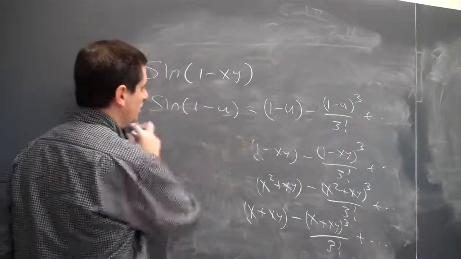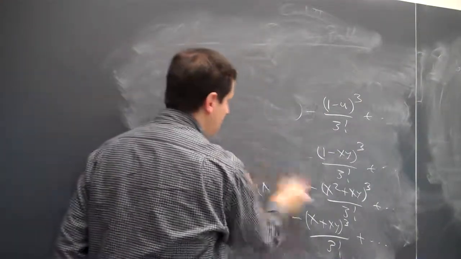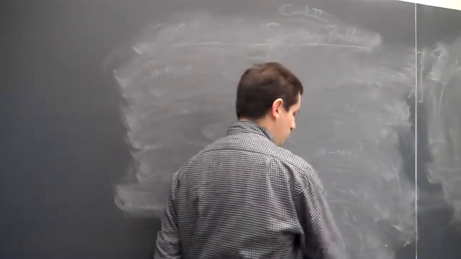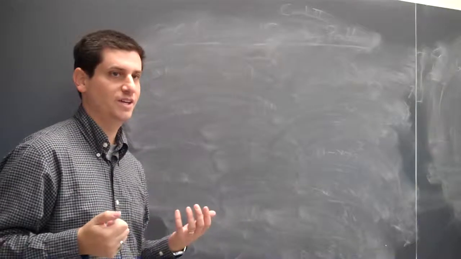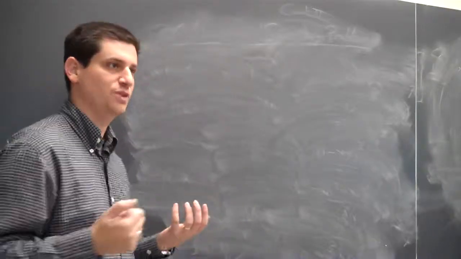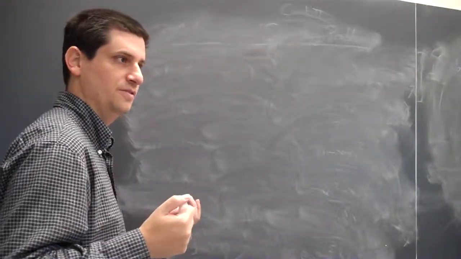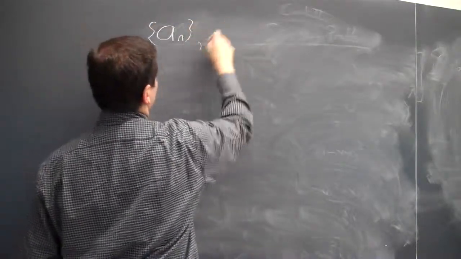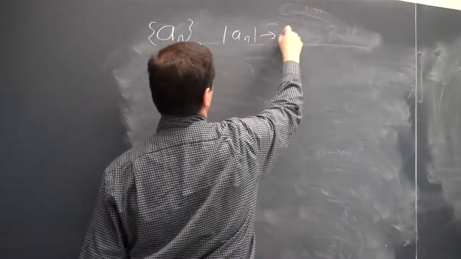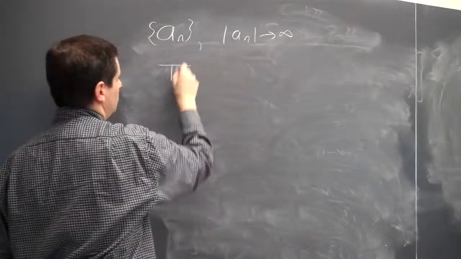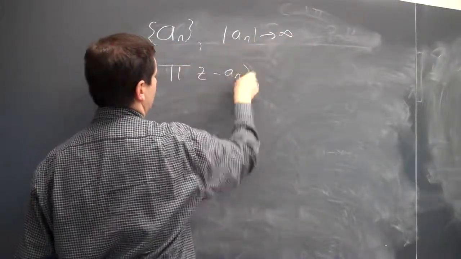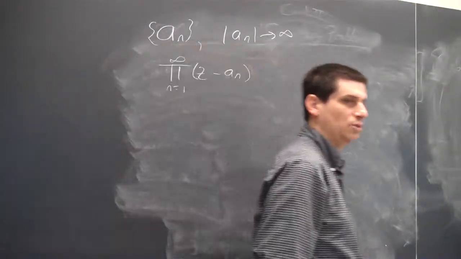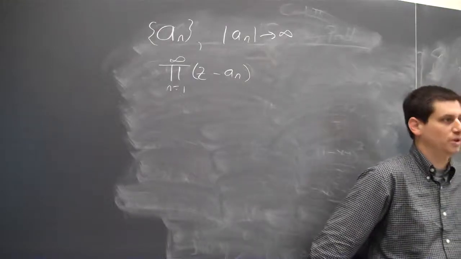Okay, so you were all given a challenge problem. Can you come up with a sequence of points that go off to infinity, such that my product is well defined? So I want a sequence a_n. The absolute value of a_n tends to infinity, and I want the product of (z minus a_n) to be well defined. I want this to converge at least somewhere.